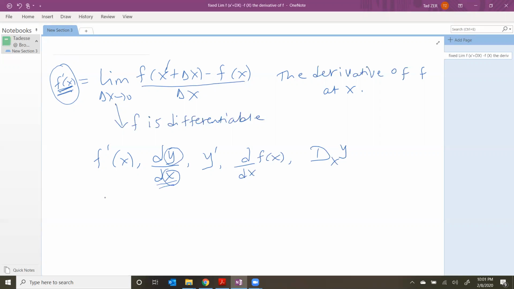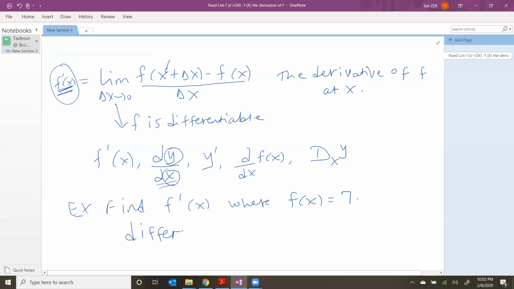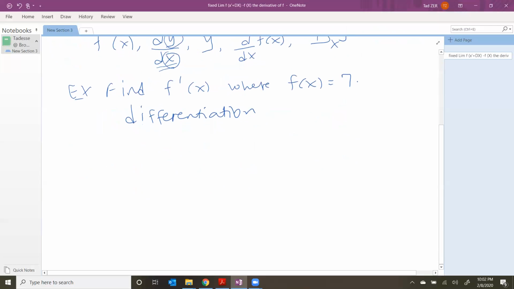The process of finding a derivative: for example, if I say find f prime at x, where f of x equals 7. For this function, we want to find the derivative. Finding the derivative means finding the limit of the difference quotient, if it exists. The process of finding a derivative is called differentiation. Differentiable means the derivative exists. Let's see this example.